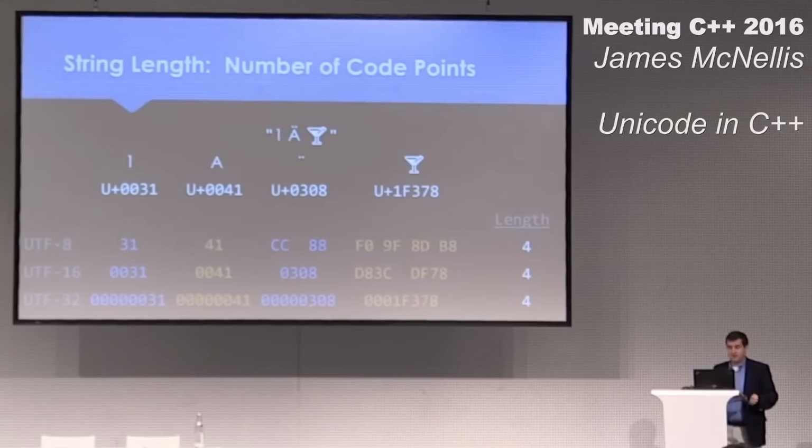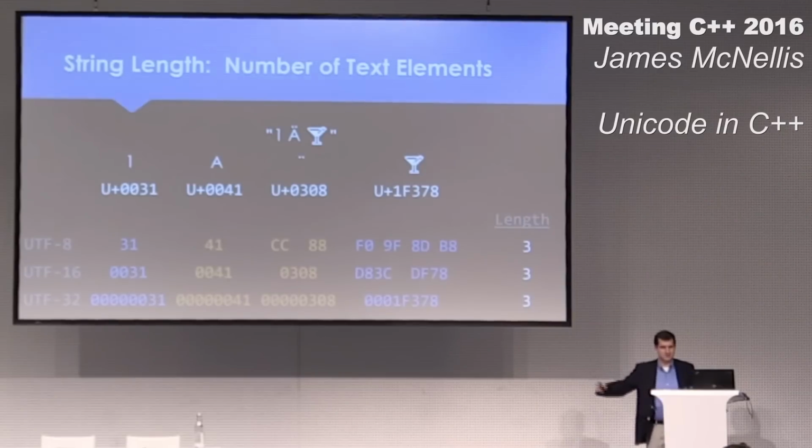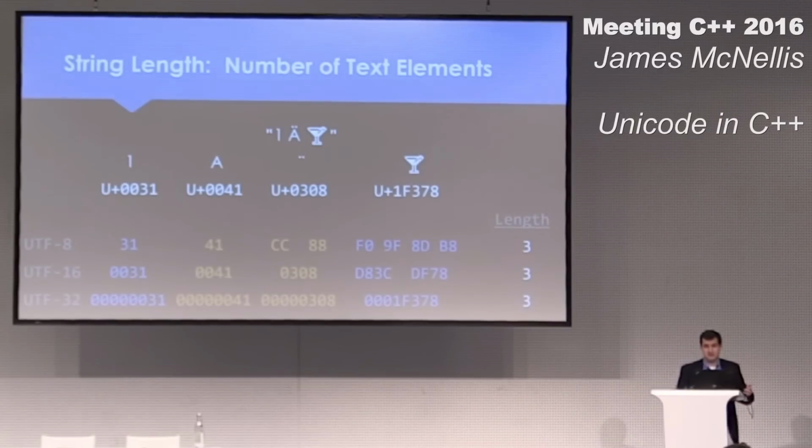If we mean the number of code points, well, now it's the same for all of the encodings, right? Because now we're talking about, okay, each of these code points may be encoded in a different way, but at least the string contains the same characters in it. And so it's 4 for all of those. But alternatively, we might say, well, what if we want to know the number of text elements? So we want the 1, the A with diaeresis, and then the martini glass, and that's 3. So that's different from the number of code points.